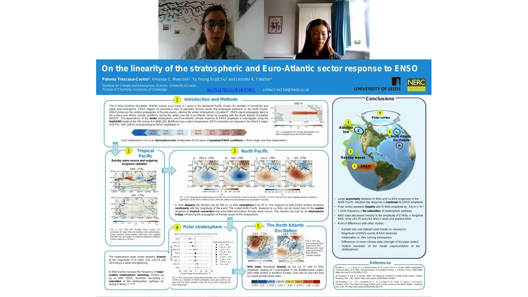So at the moment, I'm looking at how the global impacts of El Niño and La Niña change if you change the mean climate state. For example, if you change SSTs in the North Atlantic, or if you add global warming signals. So I'm still looking at ENSO, but now changing just the mean climate conditions.